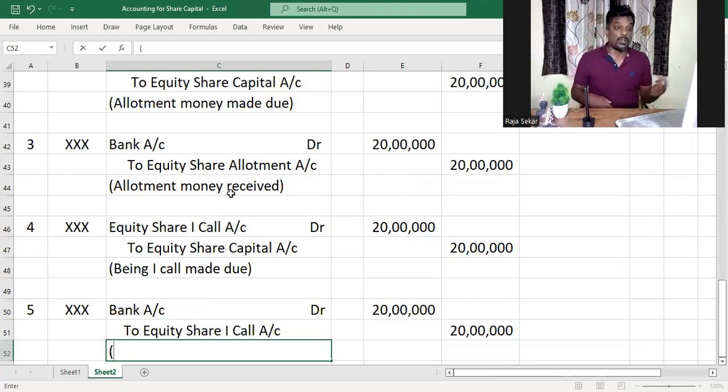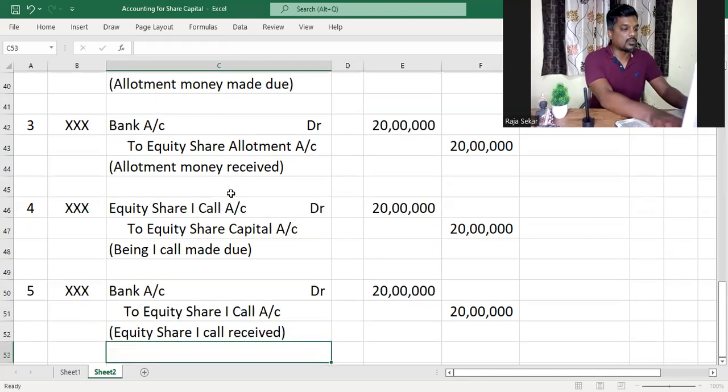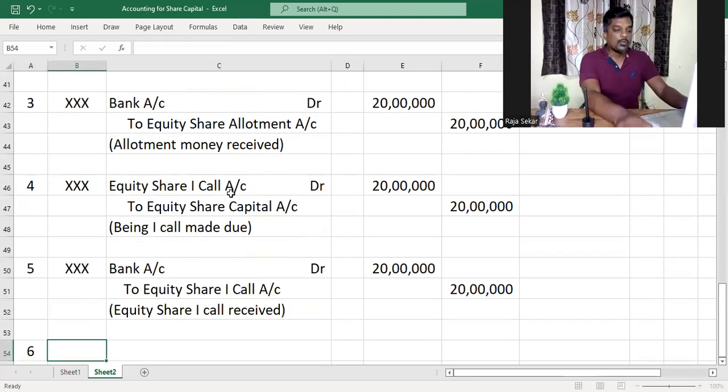If there are defaulters, if there are people who didn't pay the first call, then that would be mentioned in the question, and this entry would slightly change. But in this case, no defaulters are there. Everyone has paid the money. Am I right, my dear children? So equity share first call. And what am I supposed to do next?